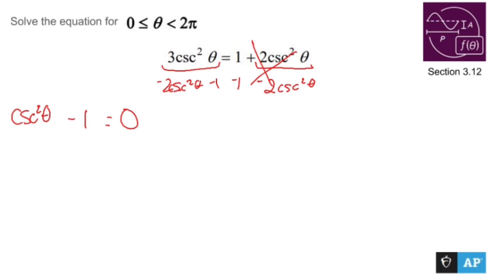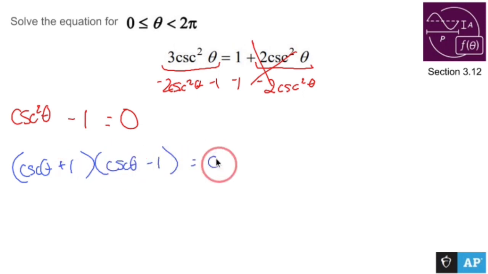Now, if you're looking at this and thinking, wait a minute, something squared minus 1, which is also a square, can I make that a difference of squares? And what that would look like is the square root of that plus the square root of that times the square root of that minus the square root of that. So cosecant theta plus 1 times cosecant theta minus 1 equals 0, and now I have the zero product property.